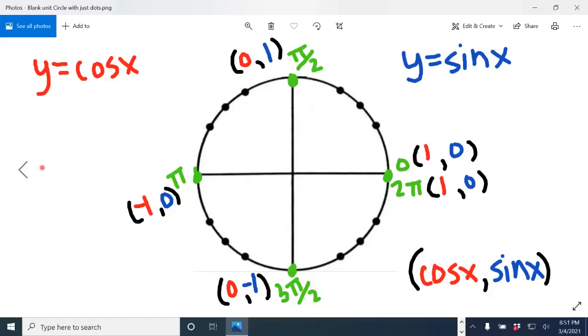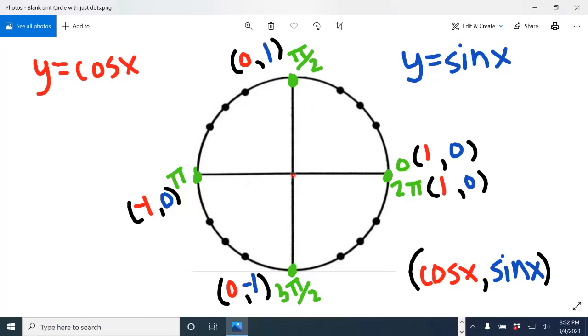So this video is dealing with our asynchronous day on Friday, March 5th. And what we're going to be doing is something called sinusoidal modeling. It sounds kind of scary, but all it is is modeling situations using a sine graph or a cosine graph.